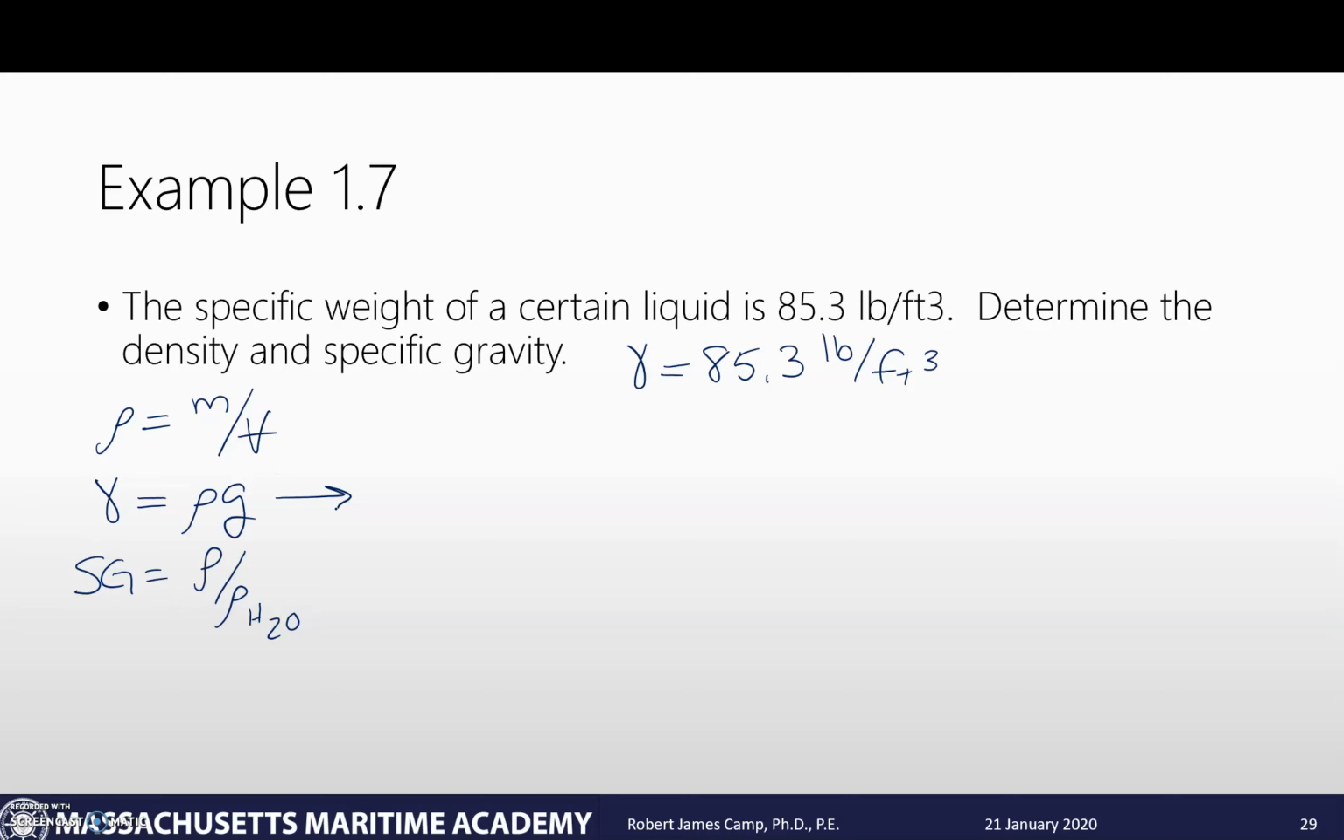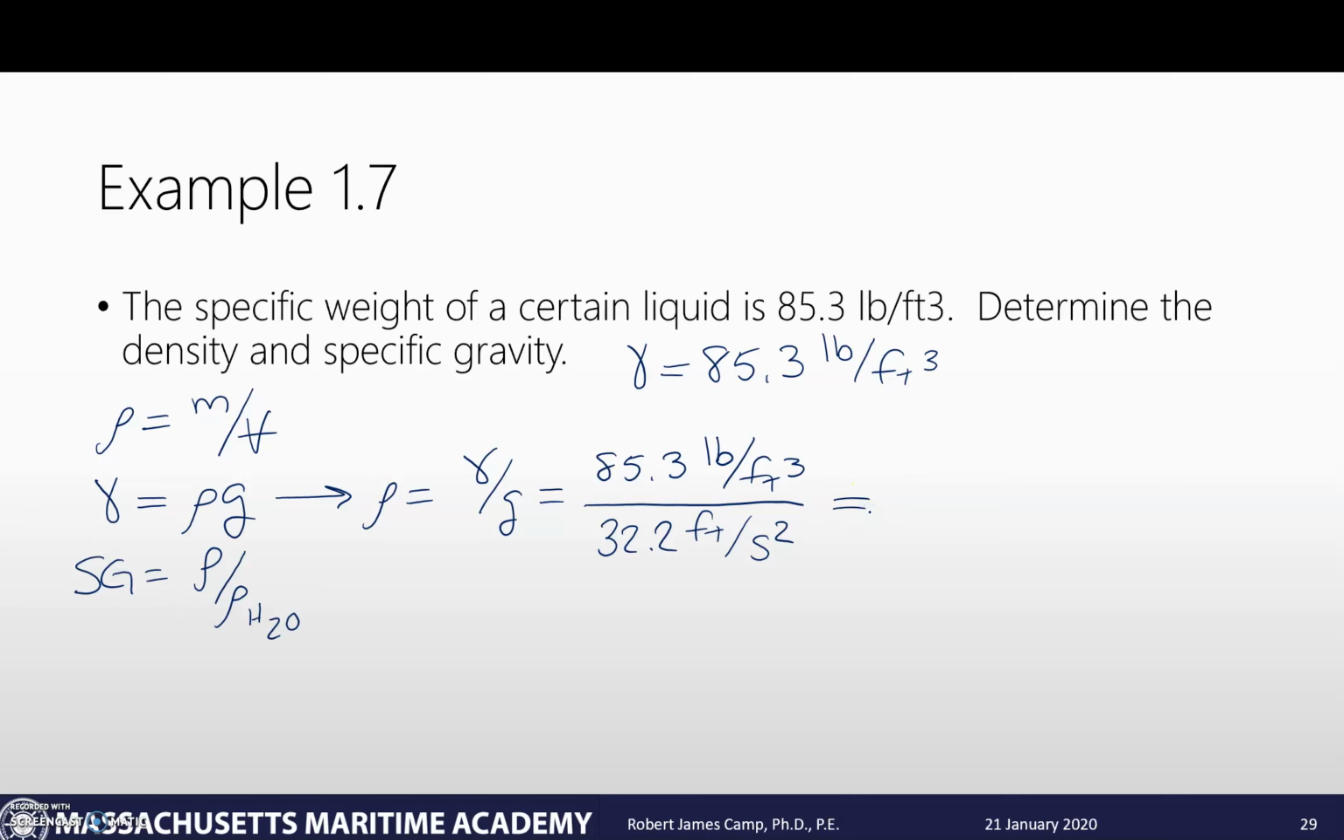So let's just take this equation and rewrite it. Density is going to be the specific weight divided by gravity. We've got everything for that. We can solve that. 85.3 pounds per foot cubed. We're going to divide that by gravity. It's the English system, 32.2 feet per second squared.